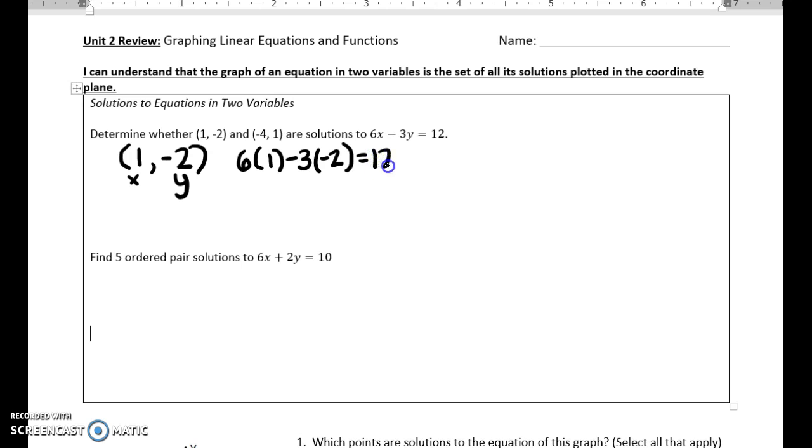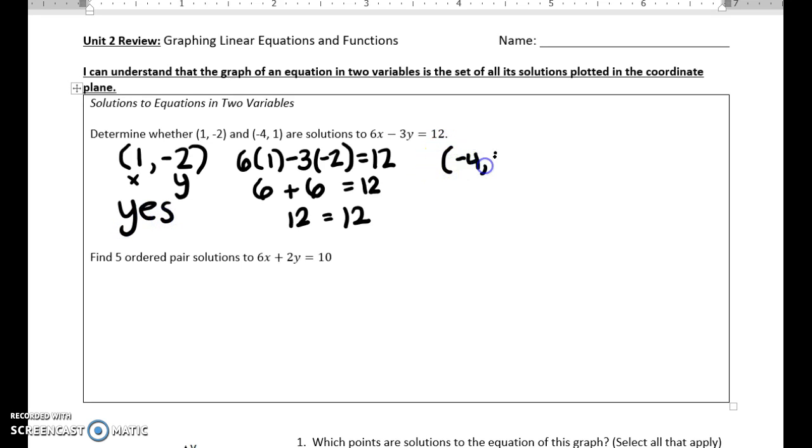When you plug in those values, you're going to simplify any operations that you can. So following order of operations, I have 6, -3, and -2 is +6. You're just going to work the problem down to where you see, does it make a true statement or does it make a false statement? So this is a yes for this first point.